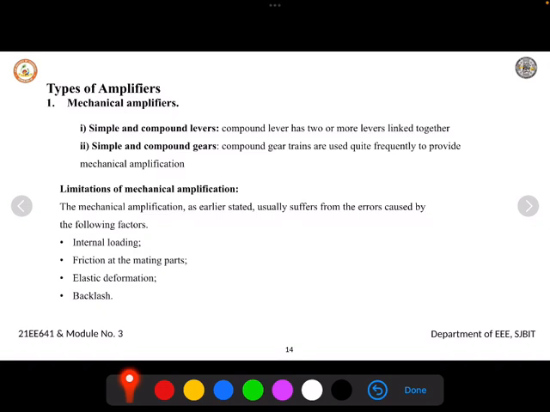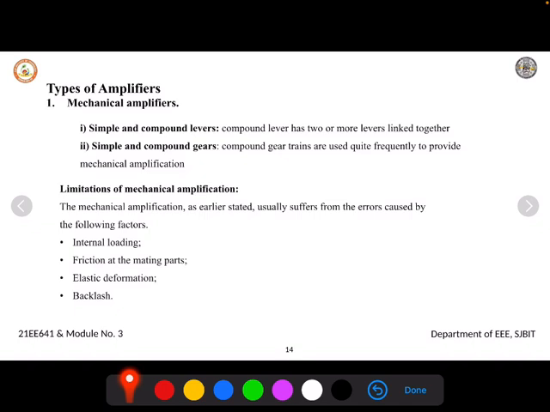So the first type is the mechanical amplifier. Whenever you want to amplify a signal in a mechanical system, it is basically done with a simple and compound lever. Levers are used to increase the signal. The best example to recall is a lock, which has levers connected inside. The same way, levers are connected to increase the signal or the connectivity from one point to another point.